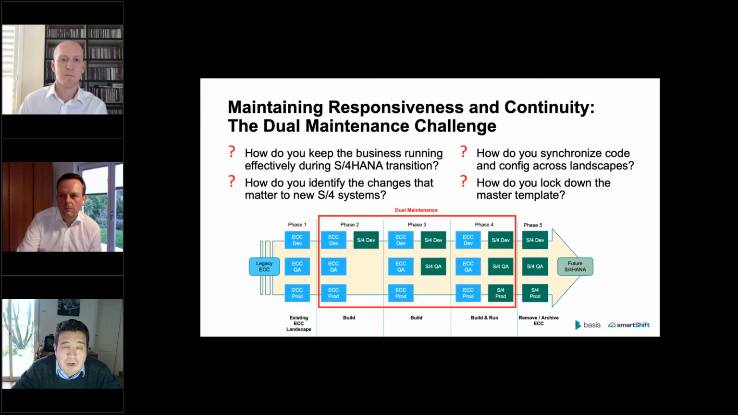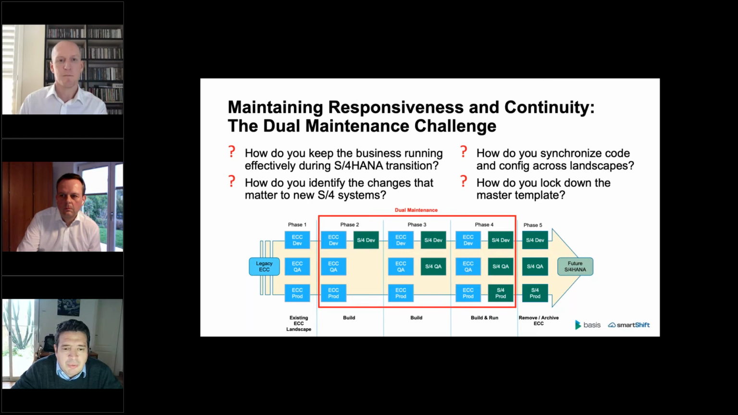And really, how do you manage a high volume of change in a coordinated, governed, low-risk way to ensure that when the final transition to S4 takes place, you aren't encountering any issues that are simply caused by not having correctly identified live and ongoing changes that needed to be replicated correctly in the S4 system?